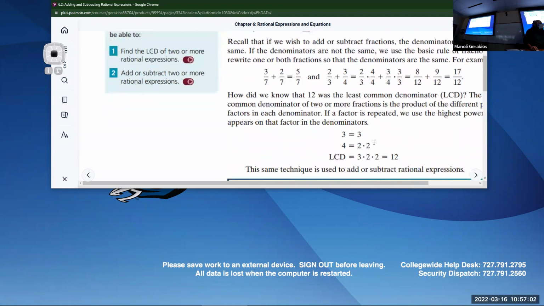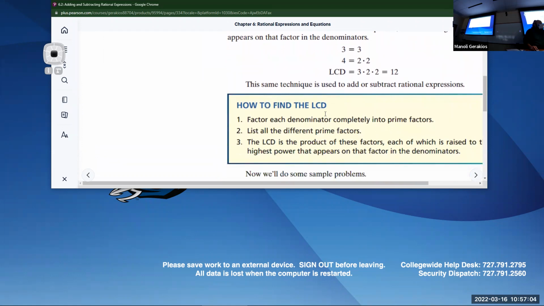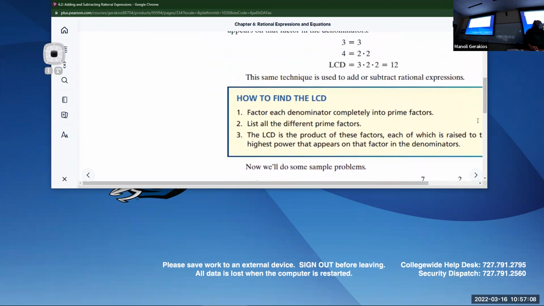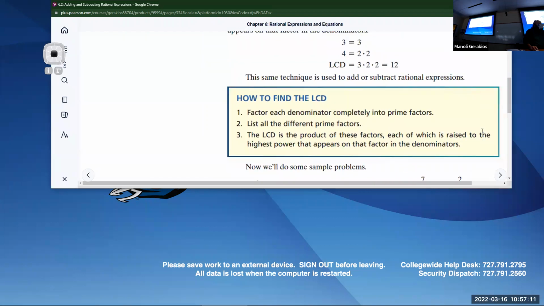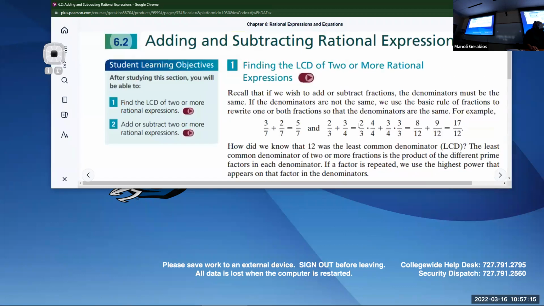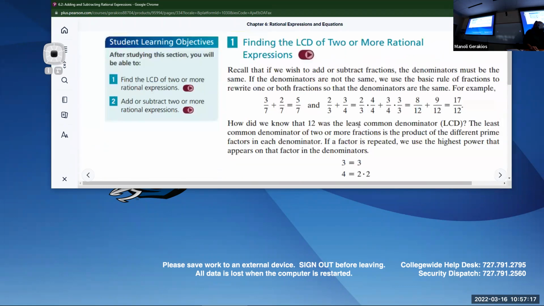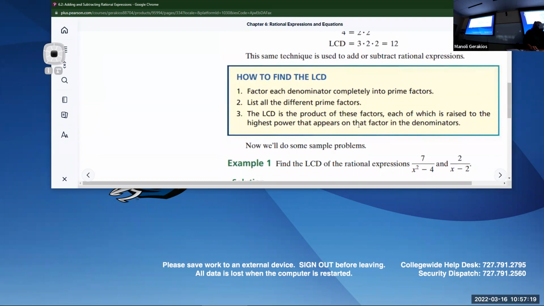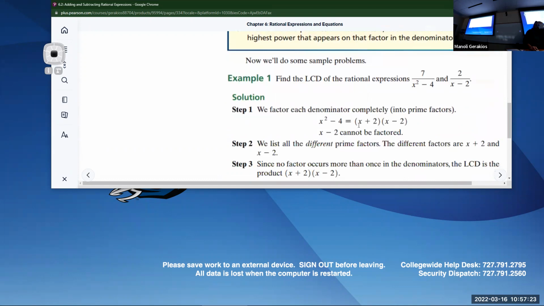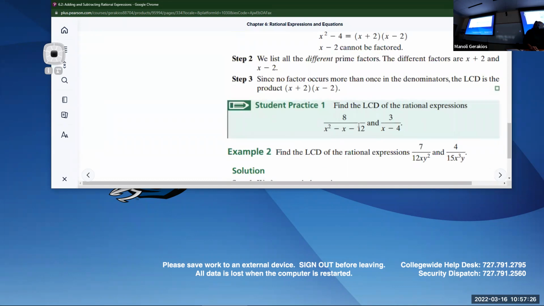They show a method of finding the LCD. They make a statement here of the process of finding an LCD. Mine's going to be slightly different, but we achieve the same result. You can use this process if you want. That's here on page 318, as long as you calculate the correct LCD. Okay. I want to do the next example because it's more illustrative of the 4-step process.